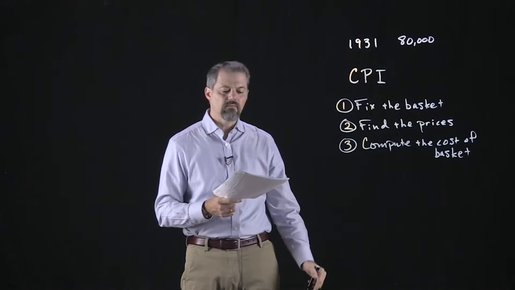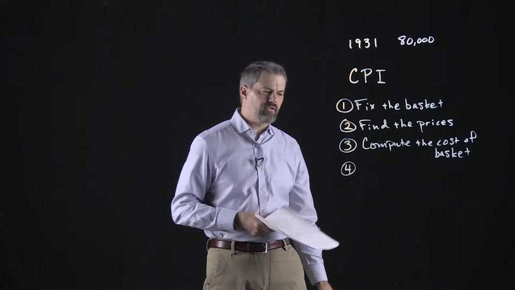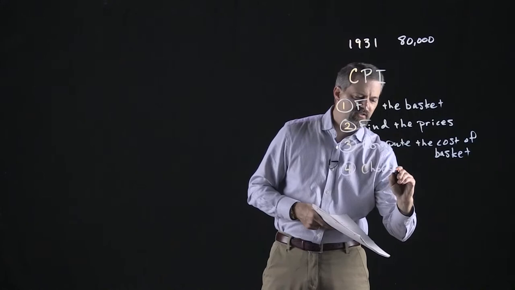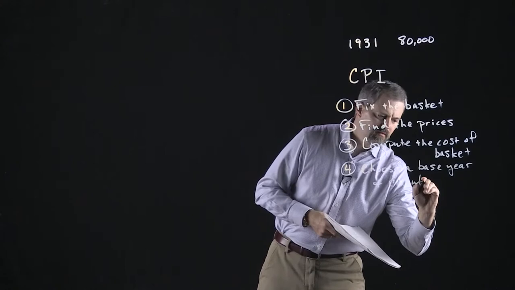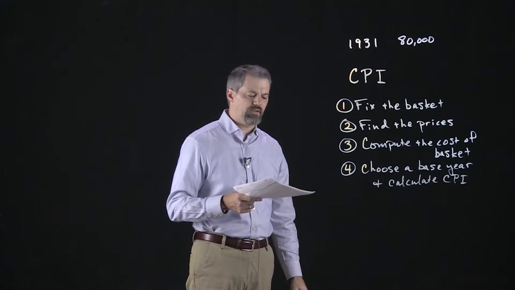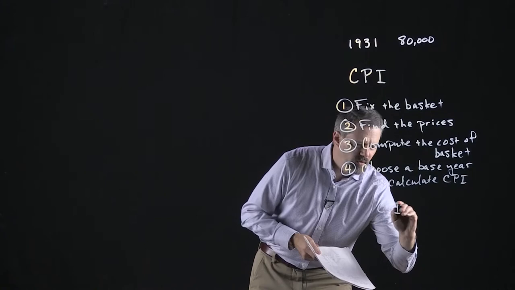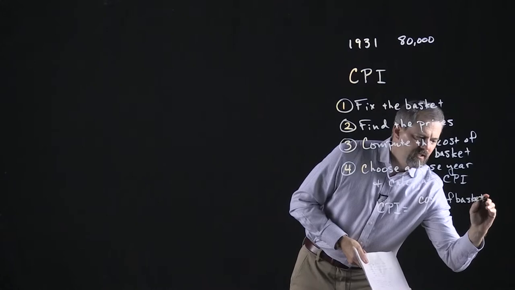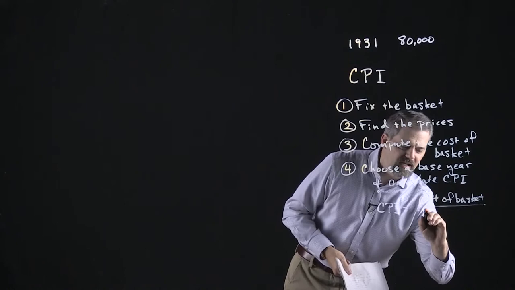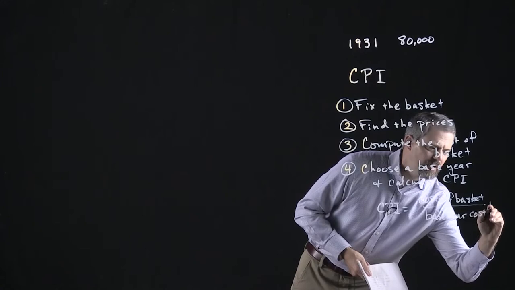The fourth step, we're going to choose a base year and then calculate the actual index itself. So let's just say choose a base year. And then calculate the CPI. Let's talk about just briefly how to calculate the CPI. So the CPI is very easy to calculate. What we're going to do is take the cost of the basket in whatever year we're thinking about. Cost of the basket. And then we're going to divide by the cost of the basket in the base year. I'm just going to write here the base year cost. And then we're going to multiply by 100 to turn it into a price index.